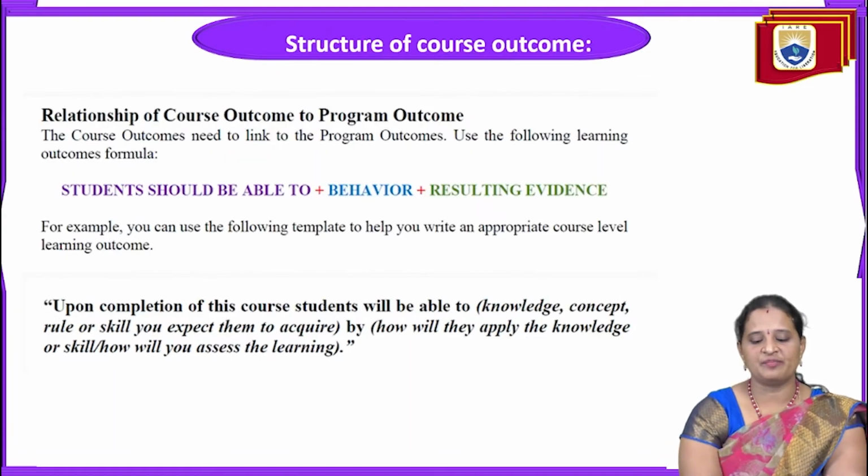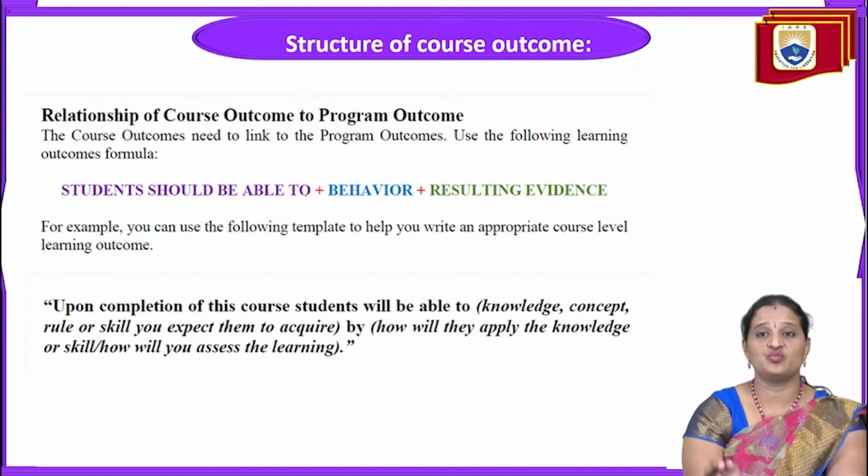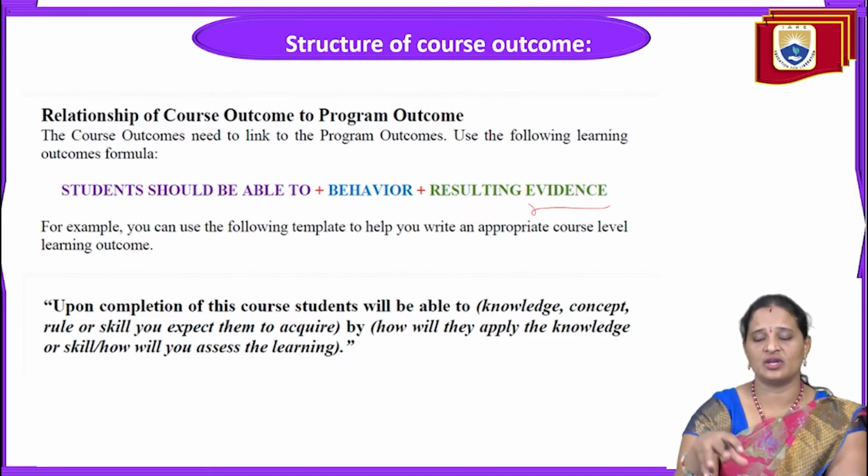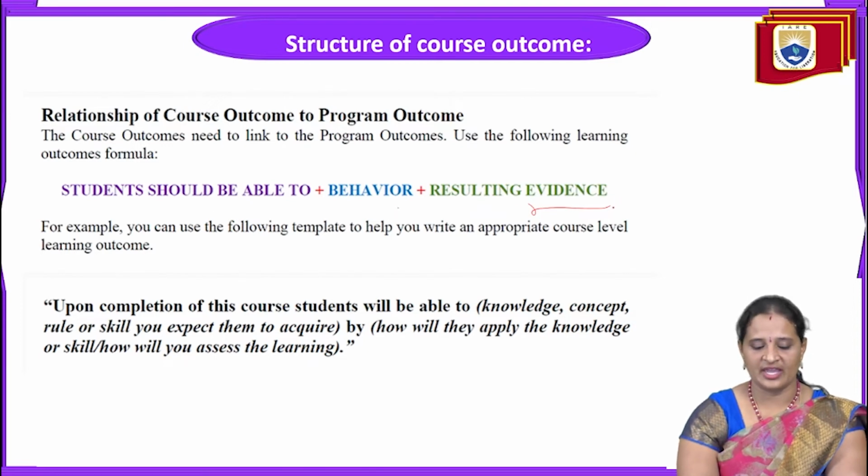Relationship of course outcomes to the program outcomes: how the course outcomes are related to the program outcomes. While framing the outcomes, we should follow a formula. That formula is: students should be able to, plus the behavior of that outcome, what the students are going to learn by that behavior, and by learning that, what is the resulting evidence. What is the use of that course outcome? What will he be able to do after studying that? So this is the formula: students should be able to plus behavior plus resulting evidence.